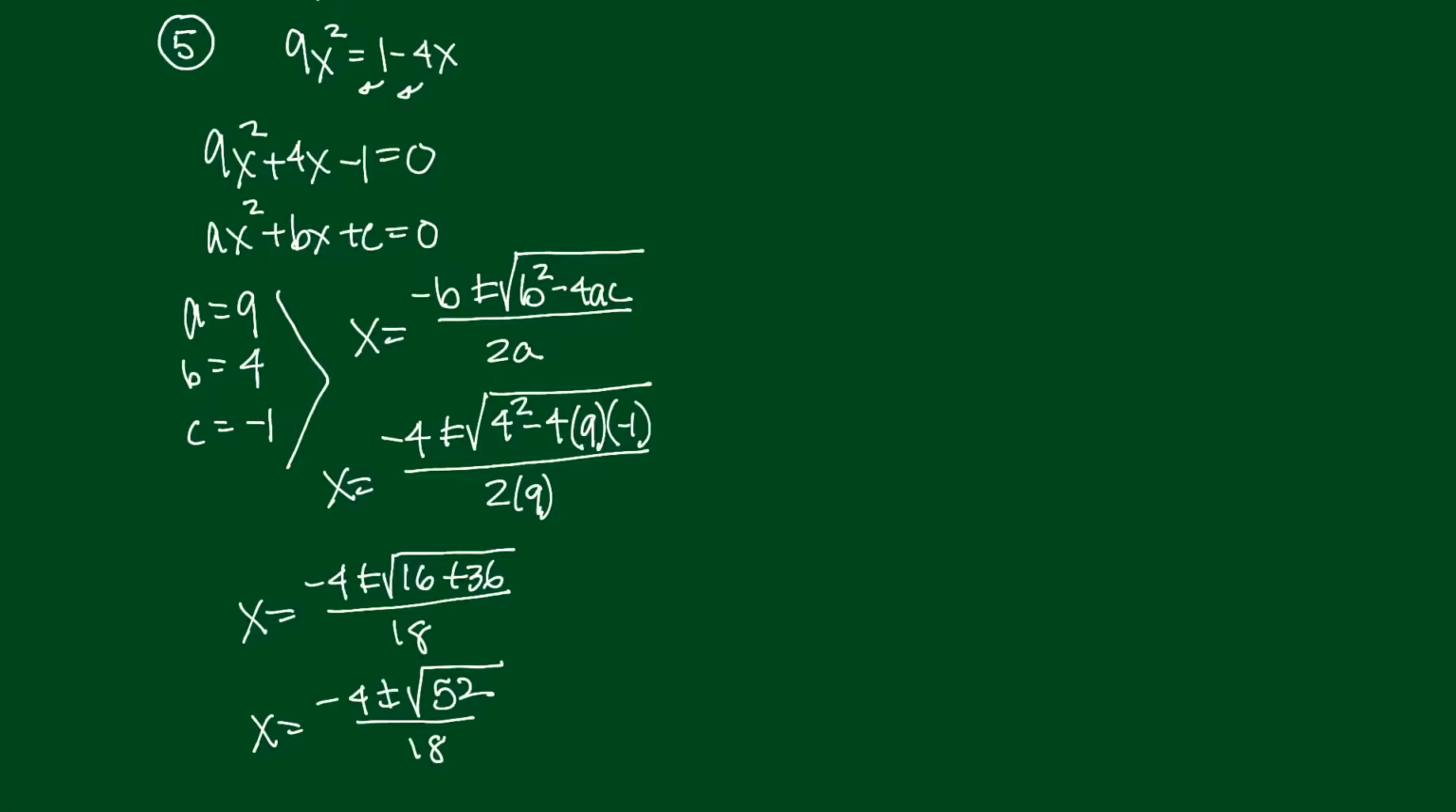and that 52, I know I can break that down because I know 4 divides into 52, and I'm choosing 4 because I know the square root of 4. Now maybe there's a bigger number that divides into 52, a bigger square, but I don't think so. So let's go with the 4. So we're going to get x equals negative 4 plus or minus the square root of 4 times, all right, 4 into 52 is a 13, all over 18.